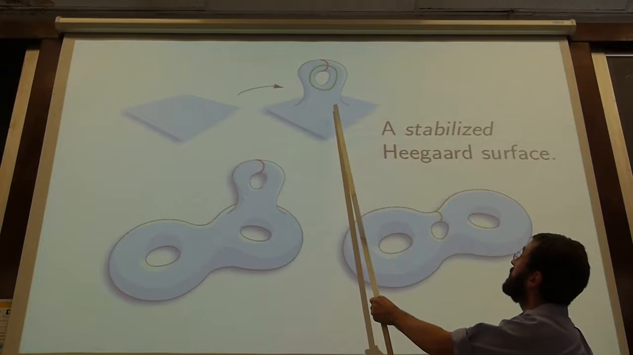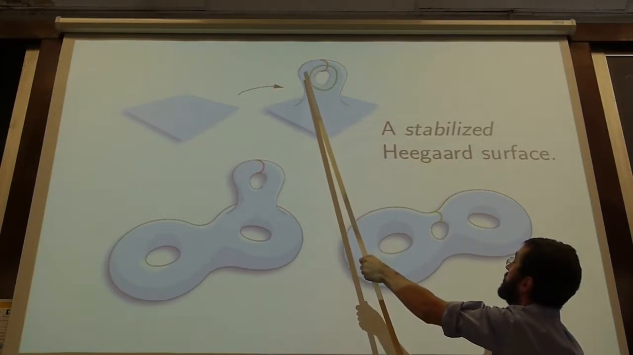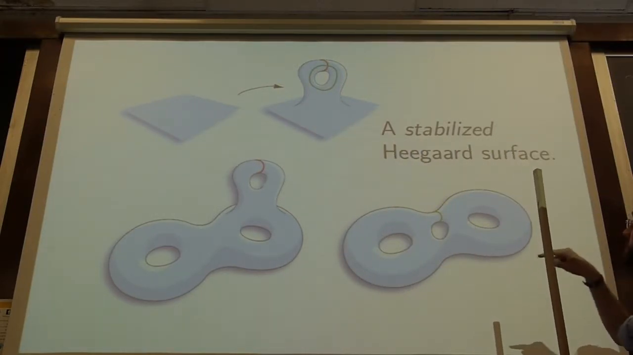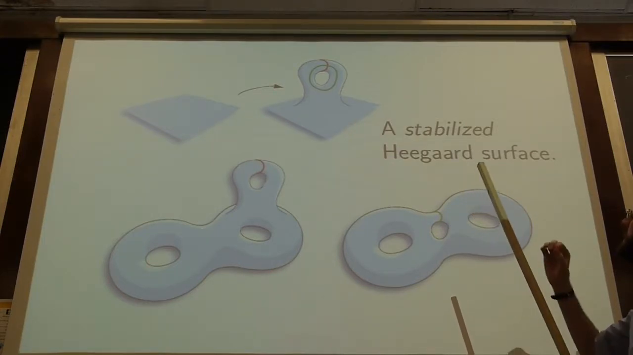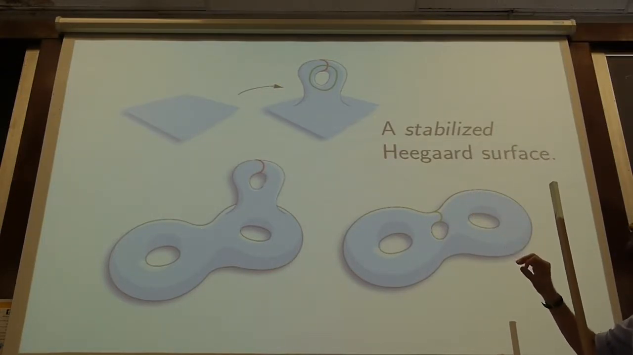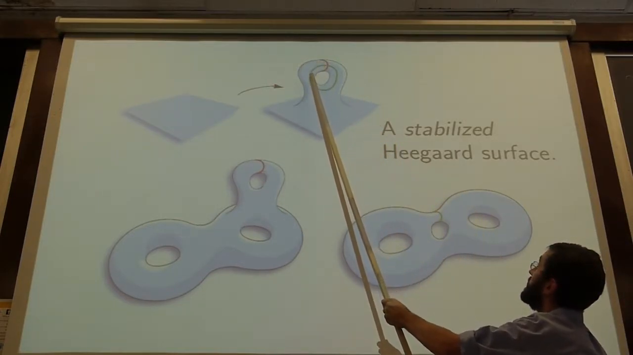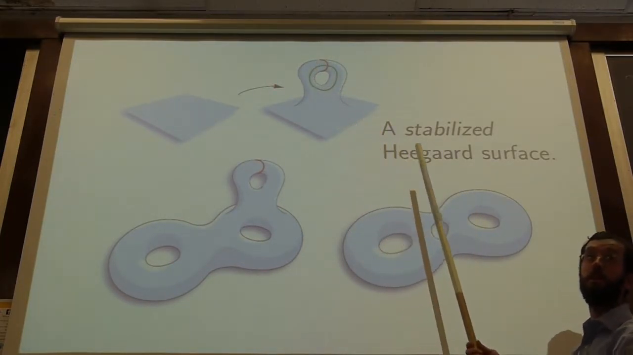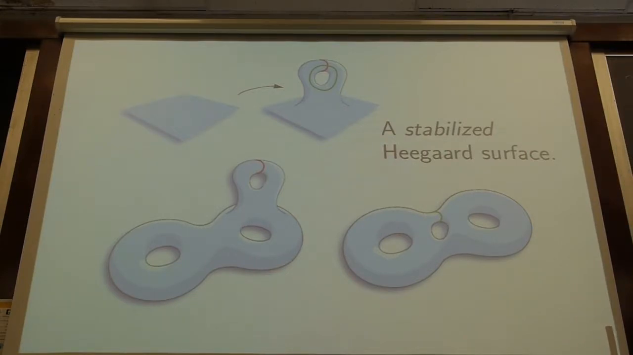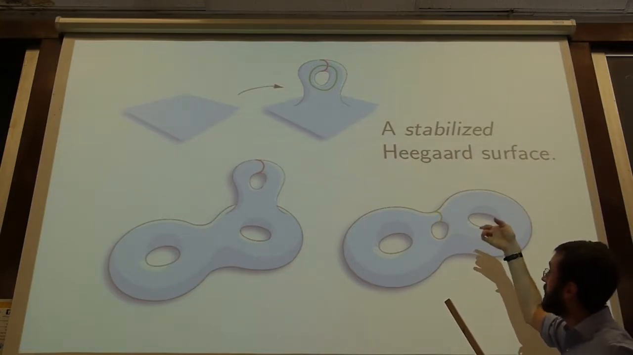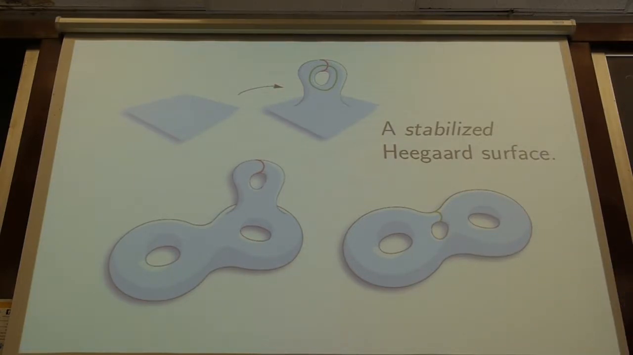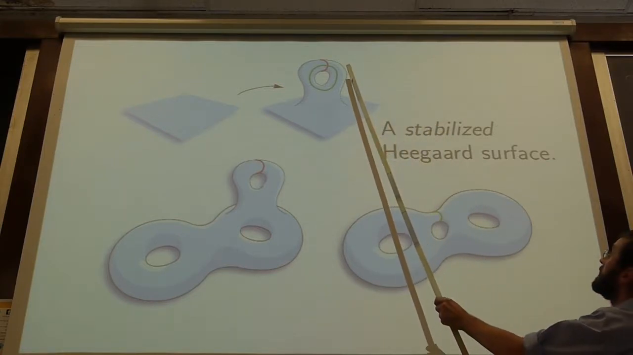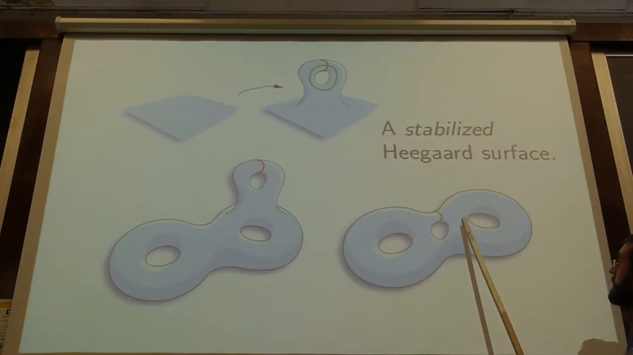So then when we did this, we drilled through, and you can see that the place where we drilled through, the core of that tube is the disc bounded by that green curve. So we're drilling along that green curve in the same way that this tunnel here goes around it. So the disc that's bounded by this green curve here is actually on the inside of this handle body.